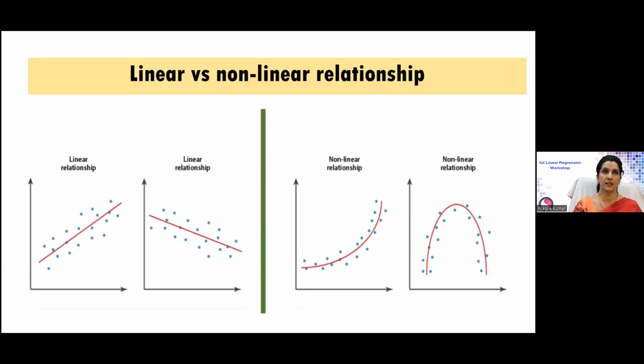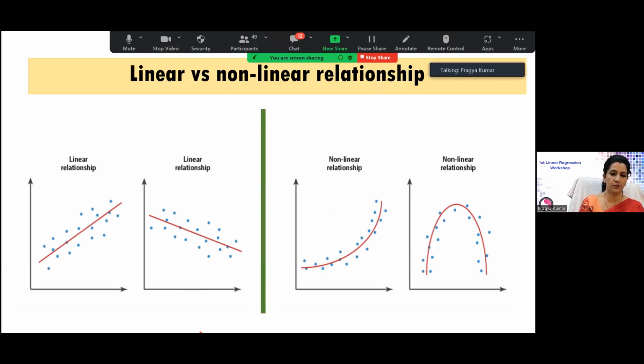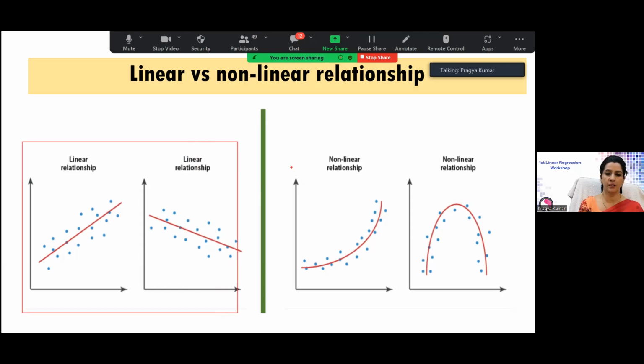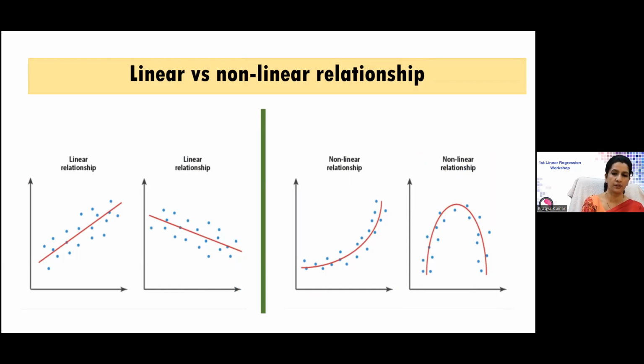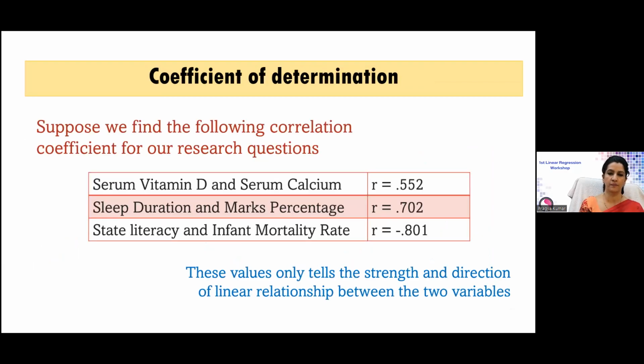Coming to the linear relation versus non-linear relationship. These are the two, you can see towards the left side. If you focus on this, these are the two examples of a linear relationship. And if you see this, this is again a non-linear relationship, which is like a parabola, or this is like a quadratic equation. So this is a non-linear relationship.